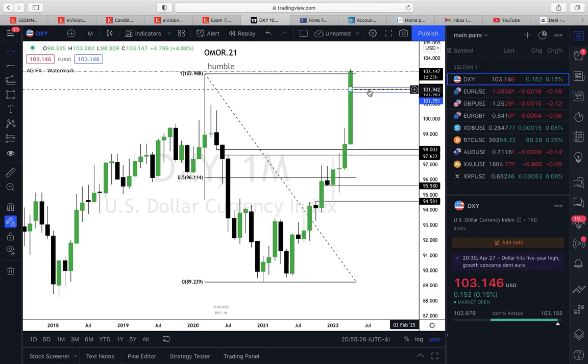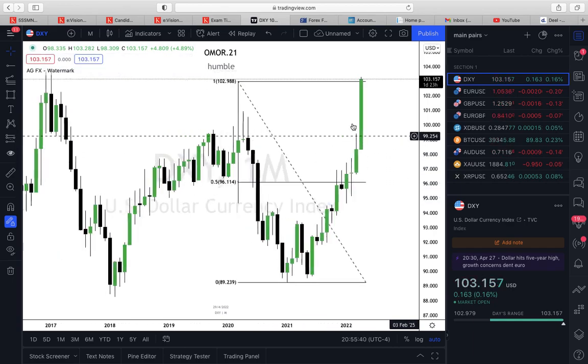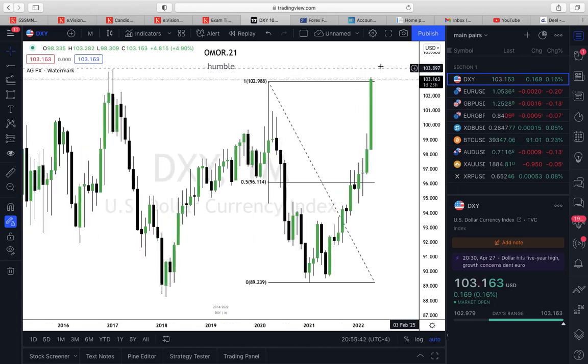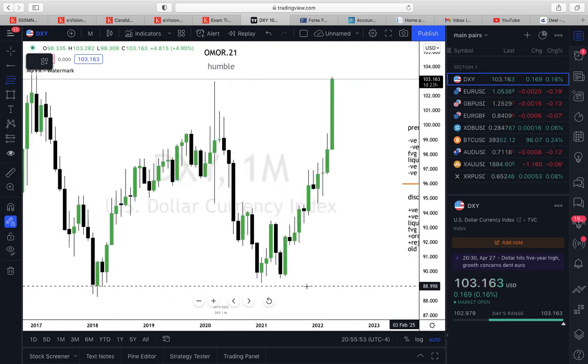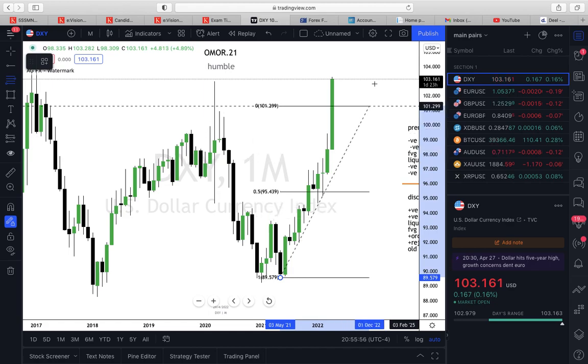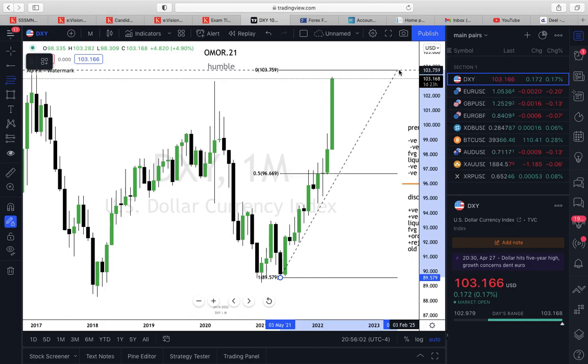So if I remove this, remove these lines as well. We break this range, right? And then we create a high and we come down. What would you do? This is what you'll do. You go from the low to whatever high this is. Let's say it makes its high over here and it does a retracement.